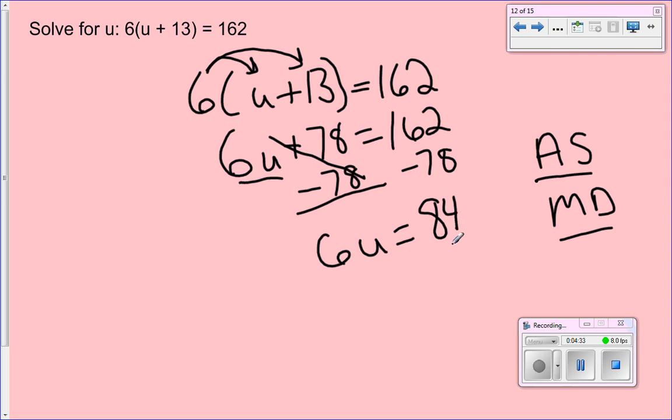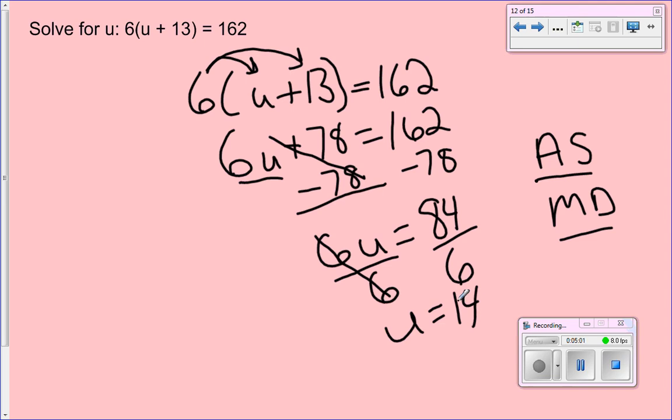Now, all that's left to do is a multiplication or a division. We have 6 times u equaling 84. So we have 6 of some number over here, which would be 6 of whatever that number is over here. So I'm going to divide by 6 to figure out what that number is. My 6's cancel, and I'm left with u equaling, and 84 divided by 6 is 14.